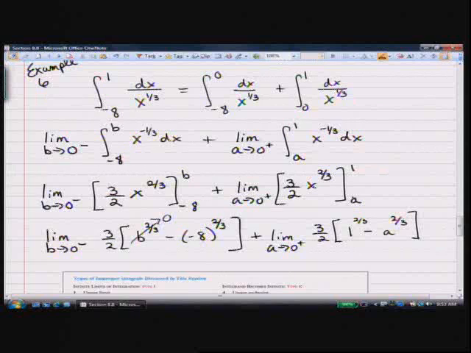And 8 to the 2/3 power, the cube root of 8 is 2, but then cubed is 8. So -2, because this is the cube root of -8 is -2, but squared is +4. So this is going to be 3/2 times -4 plus, here you're just going to get 3/2, because that's going to go to 0.